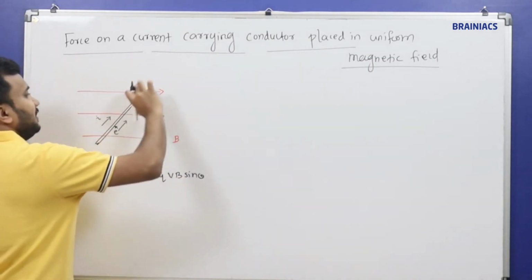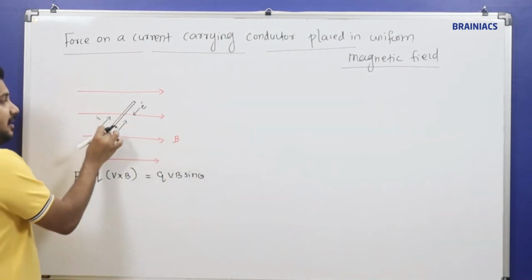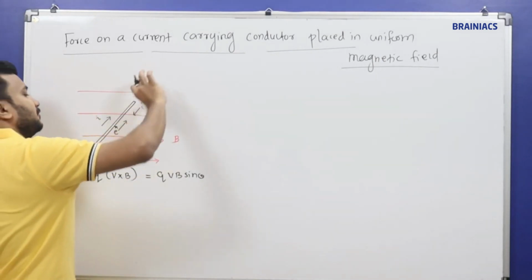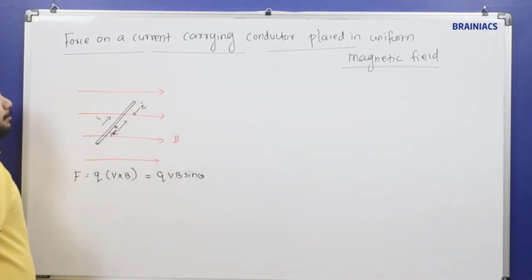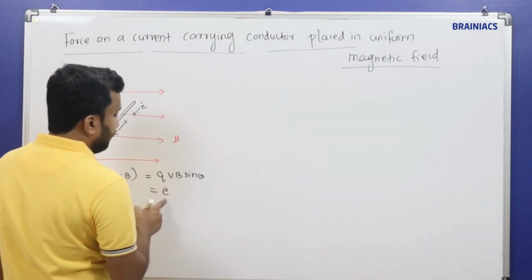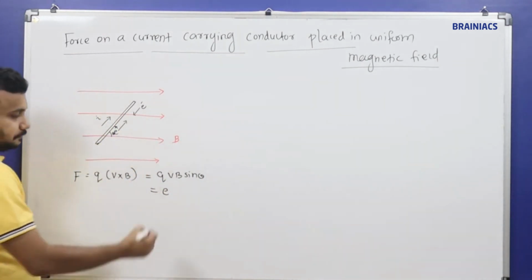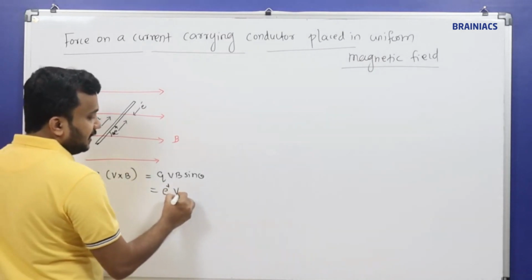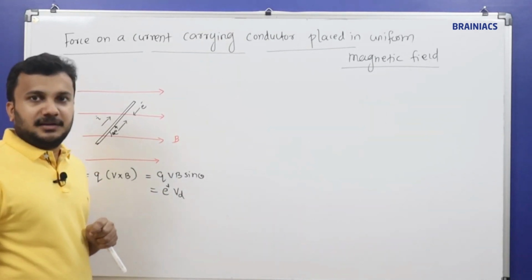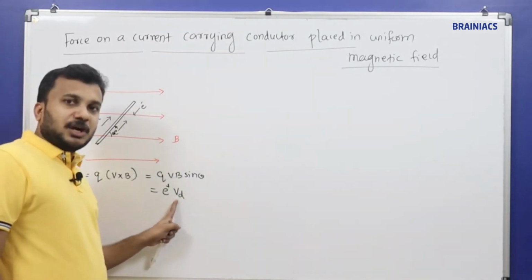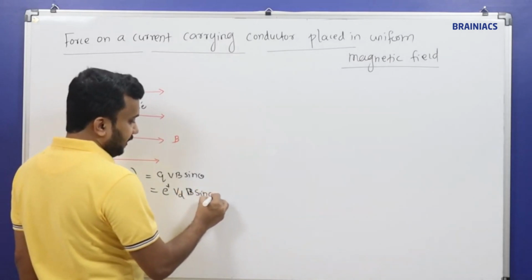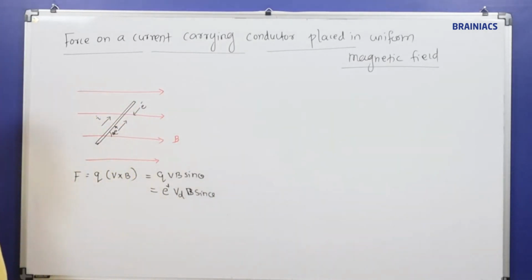Theta is the angle between the velocity vector and the magnetic field. The positive charged particle I am considering is moving in the direction of current, so it moves like this, making an angle theta with respect to the magnetic field. Next, what is the charge? It's a positive charge, so I have written e plus. The velocity of the charged particle is called drift velocity. You have learned this in current electricity. So the force is e plus V_d B sine theta.